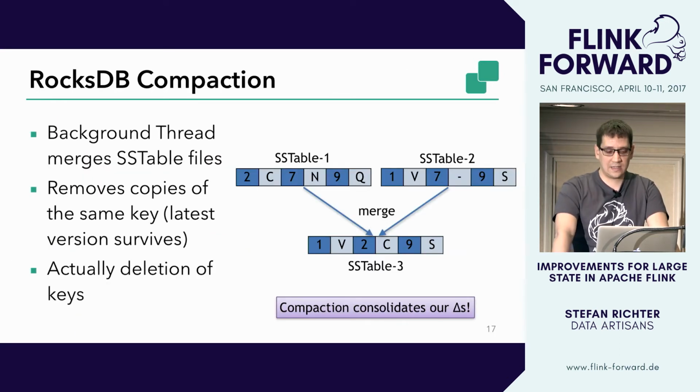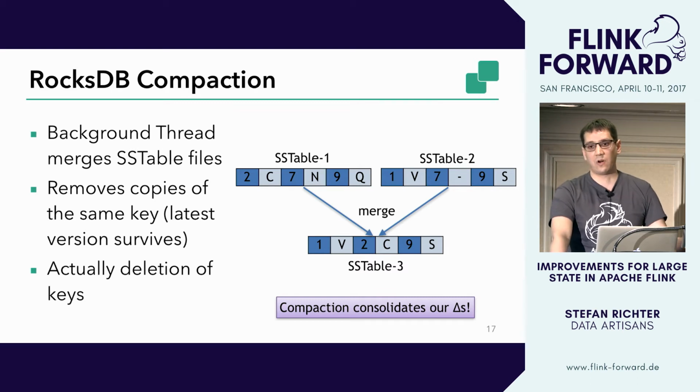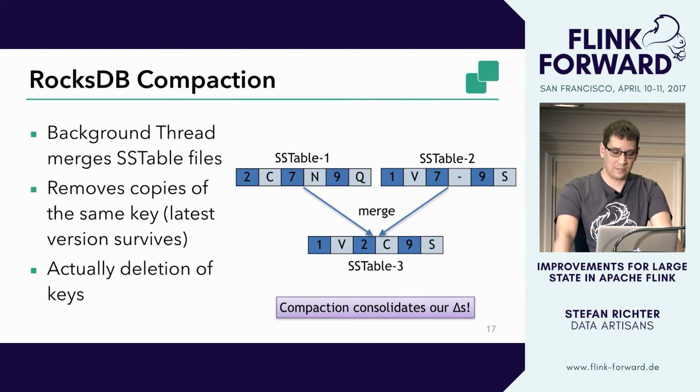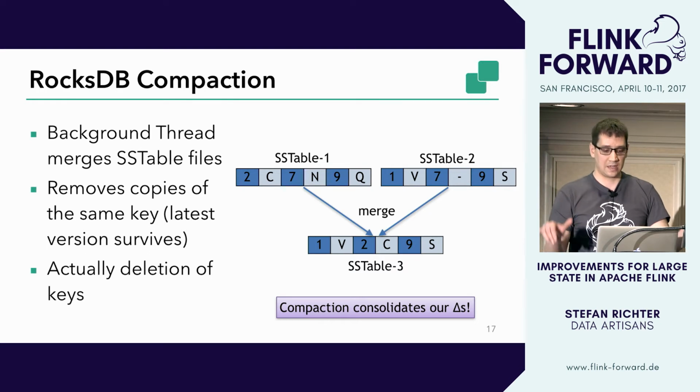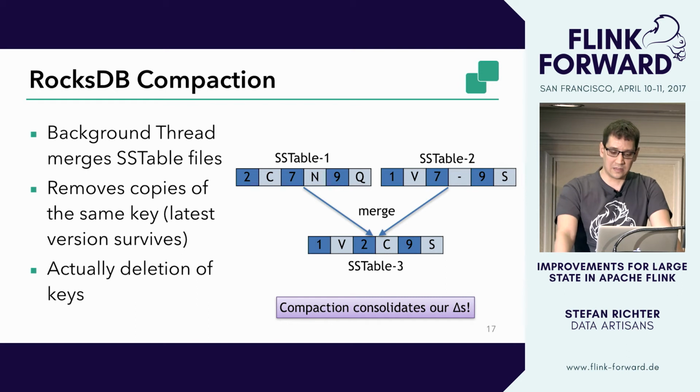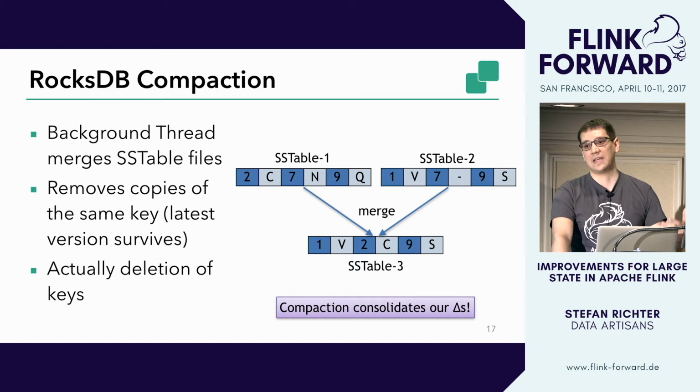Another thing that's very interesting is that RocksDB is also performing compaction in the background. That means there is a background thread that merges SS tables on disk and thereby consolidates them. So you take two tables, and what is reflected in the merged table is just the latest version of the state for each key. Through this mechanism, we also get something that consolidates our deltas over time.